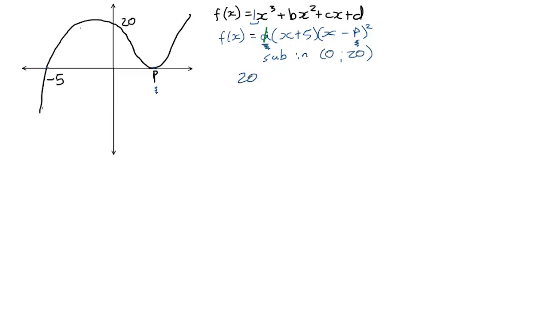20 is the y value. The 1 is kind of a bit redundant, so let me just work it out from here. I'm subbing in the x value of 0. 5 plus 0 is just 5 times, and p minus p squared is p squared, so it's just 5p squared. Getting closer to the end goal.